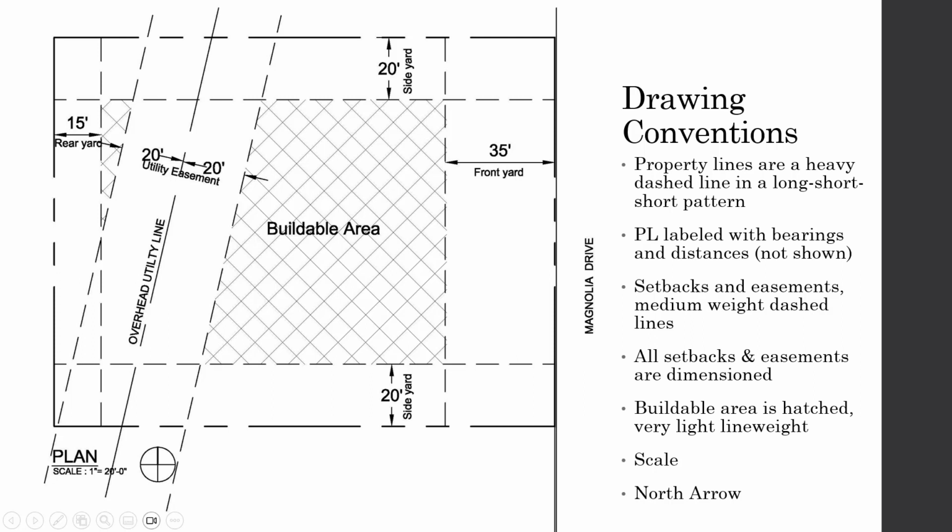Your buildable area is everything that's kind of left over once you have taken away the area for all the site setbacks, and it will be hatched with a light line weight. You want to make sure to include a scale and a north arrow.